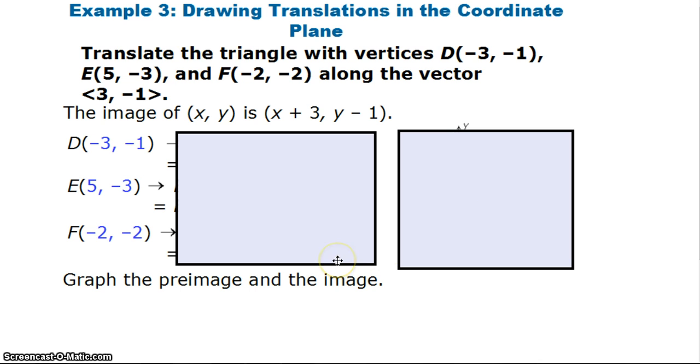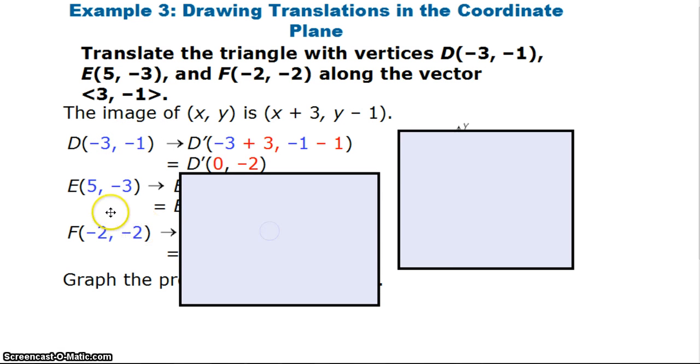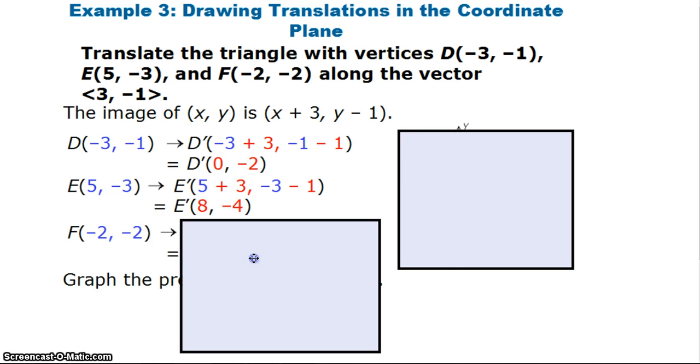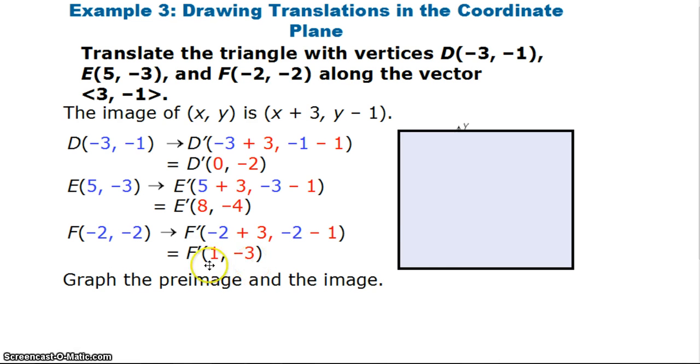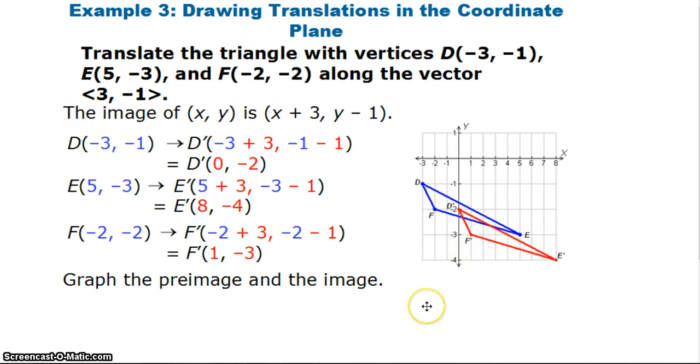Come back. All right, so when we add 3 here, we get 0. When we take away 1, we get -2, right? And this one became (8, 4). And this one became (1, -3). So if you graphed those, it would look something like this. And it does look like a translation, as though it slid down and over.